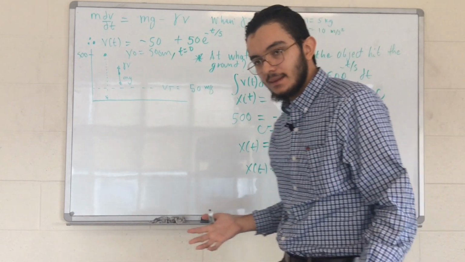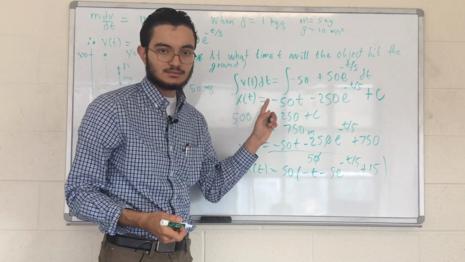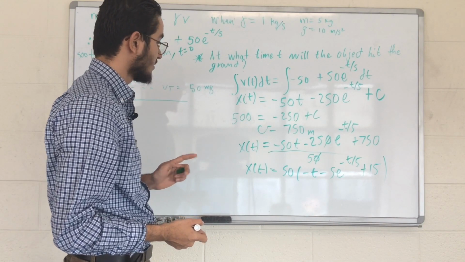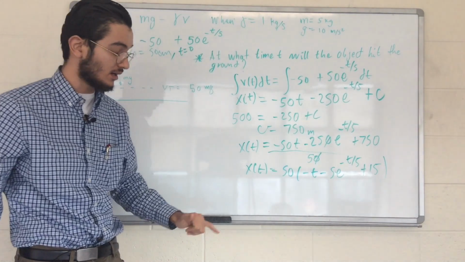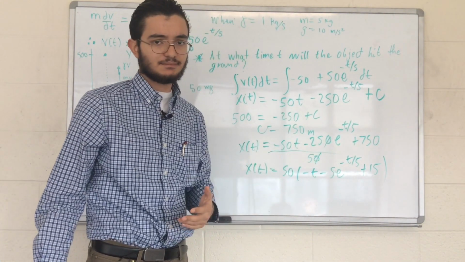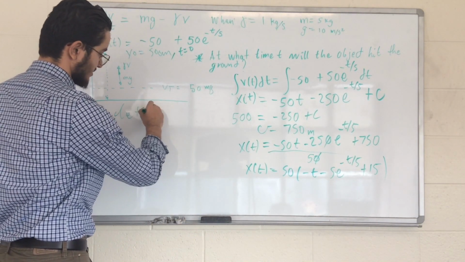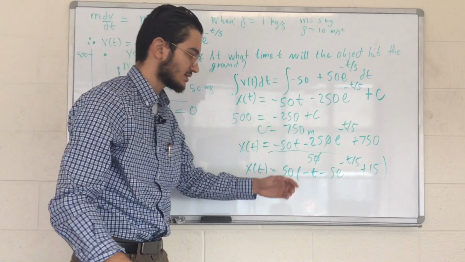Okay? Now, the problem is asking us to find at what time t does the object fall to the ground, right? When it hits the ground. So that means we have to set our position function equal to 0, and then we find the time, right? So let x of t be equal to 0, okay? And then we solve this function.